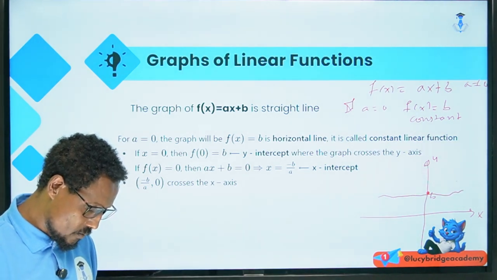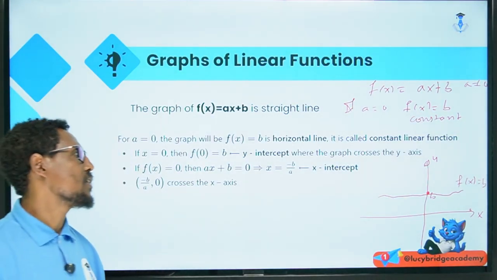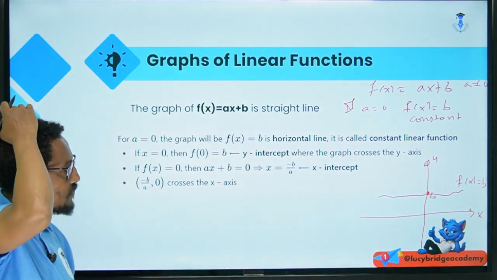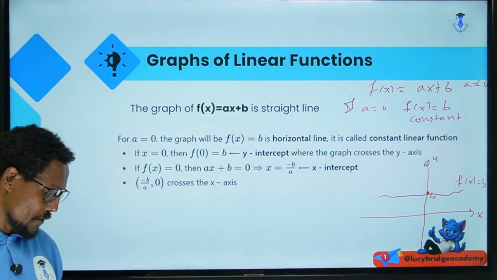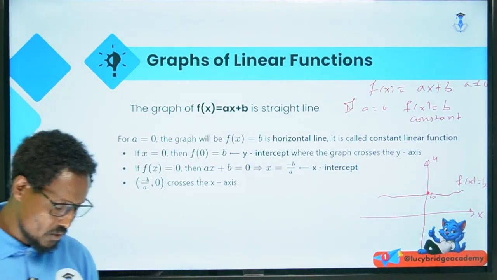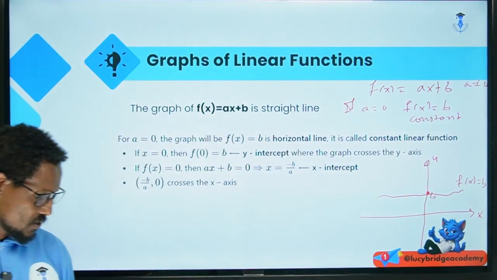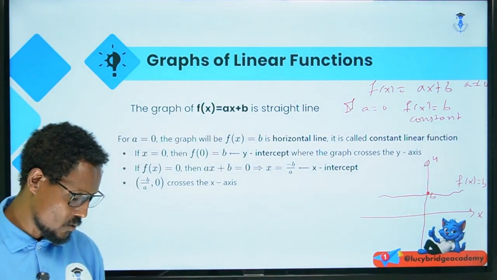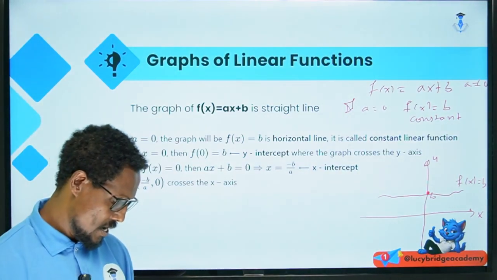This is f of x equal to b, which is a constant function. It is parallel to the x-axis and passes through b. Okay, and if x is equal to 0, f of 0 is equal to b, which is the y-intercept, where the graph crosses the y-axis. If f of x is equal to 0, then ax plus b is equal to 0, so x is equal to minus b over a, which is the x-intercept.